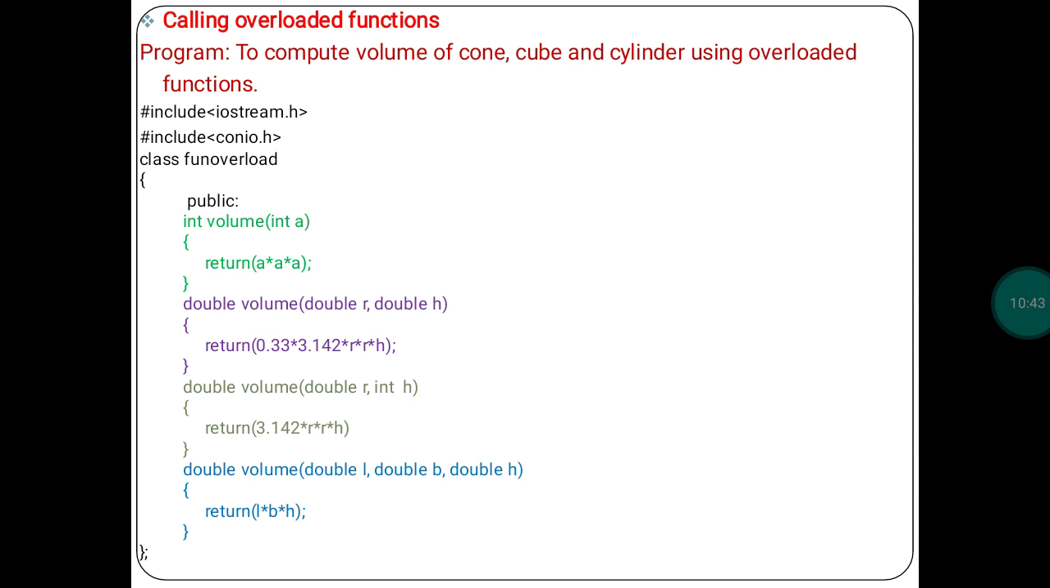Then the last one, double volume(double L, double B, double H). This is also function overloading because the function name is the same. The type of arguments may be the same, as in the fourth function where the arguments are all double, but the number of arguments is different. Here we are using three arguments L, B, H. In the second function we have only R and H, two arguments. So this is also function overloading. Return L * B * H.